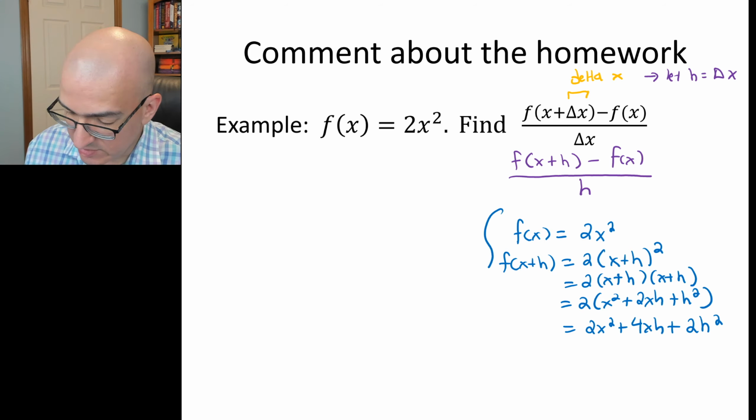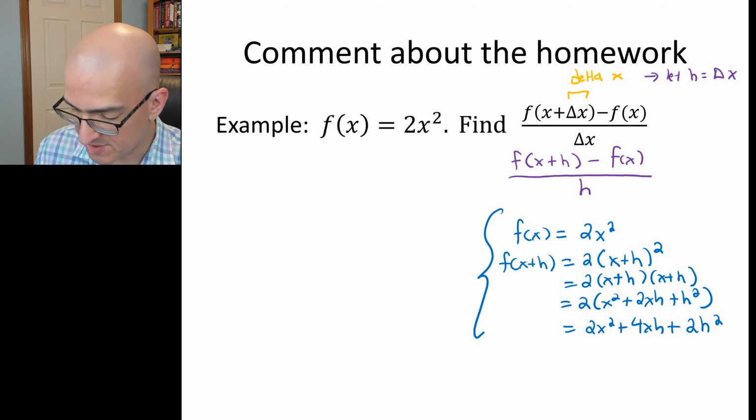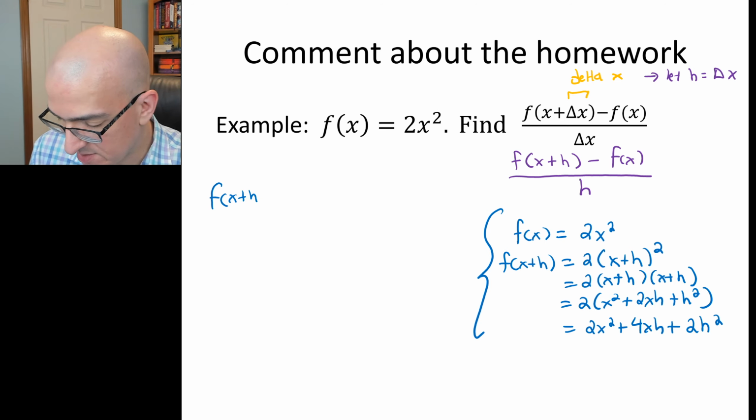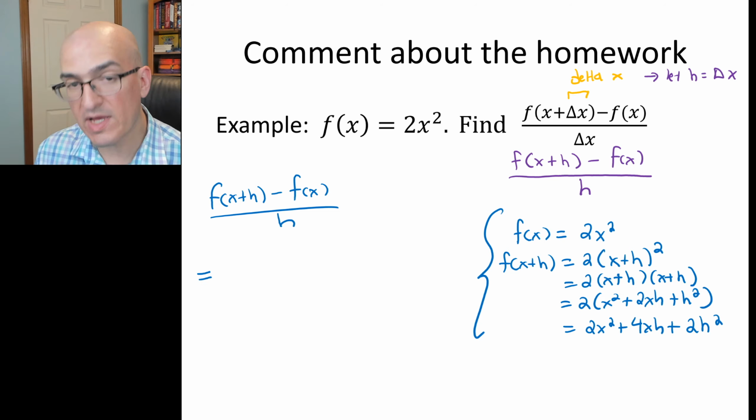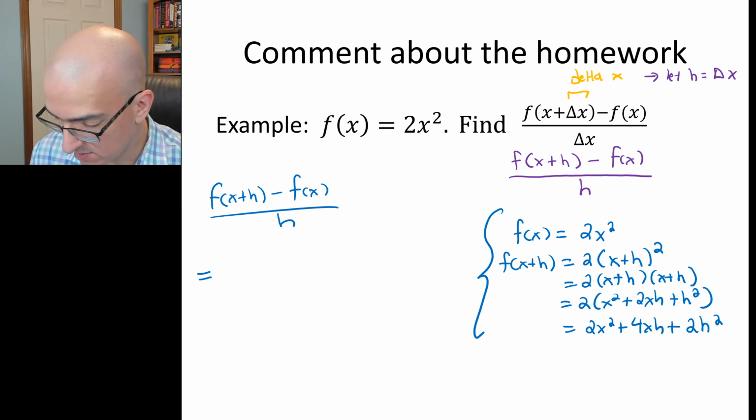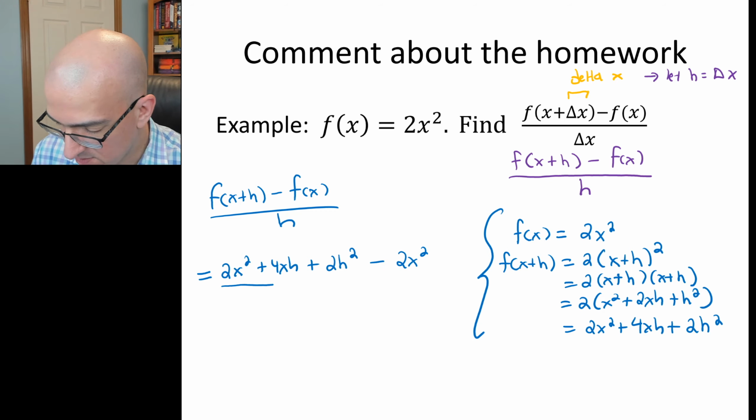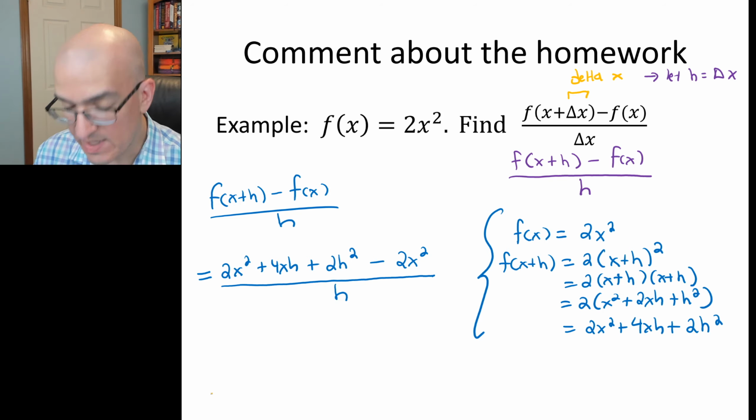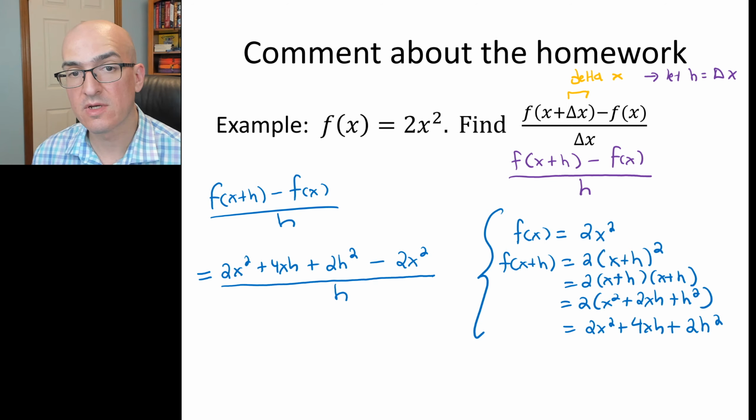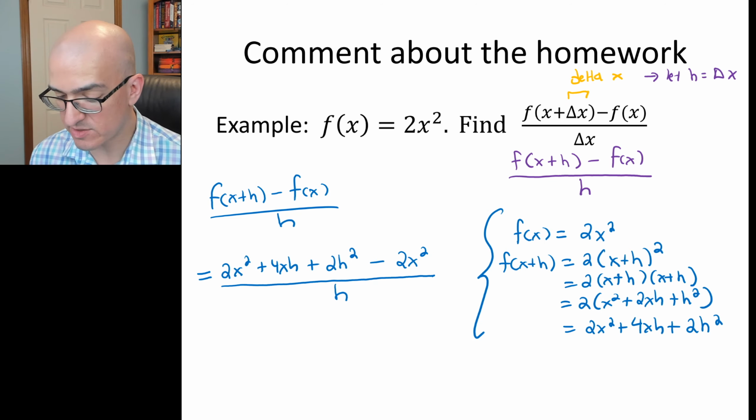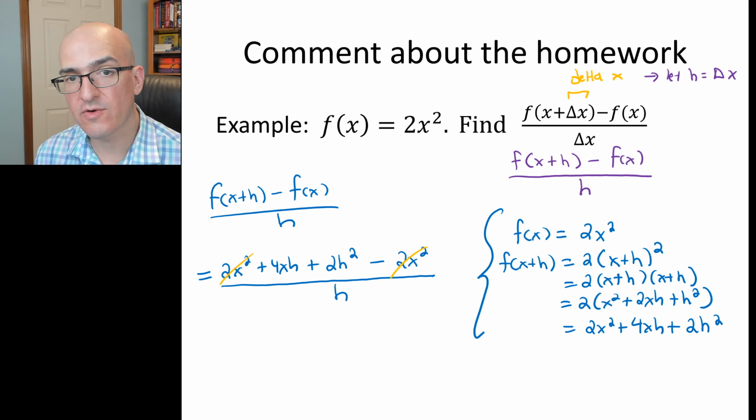Now we'll take those ingredients and plug them into the expression. f of x plus h minus f of x all over h, that's our goal. So I'm going to replace the f of x plus h with what I have down below: 2x squared plus 4xh plus 2h squared minus f of x, so minus 2x squared, all over h. Okay, next step is we simplify. We look for like terms. We do have a like term: we have a 2x squared and a minus 2x squared, and they actually destroy each other.